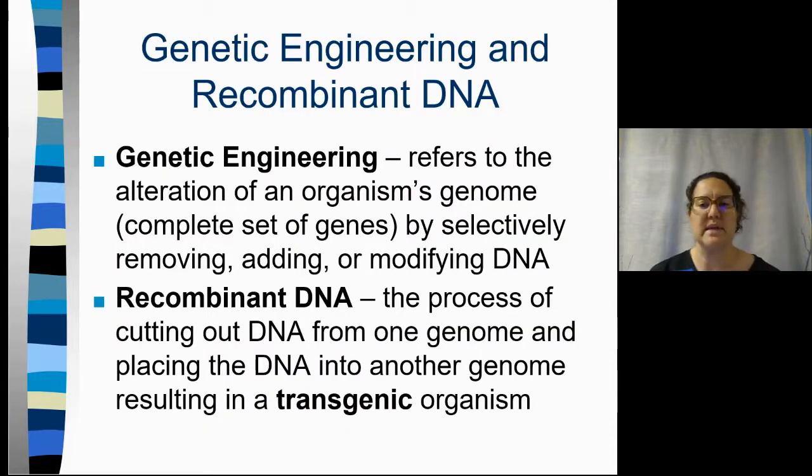Now, as humans and scientists, we use the DNA replication process and the enzymes to our advantage in certain situations. One of them is genetic engineering and recombinant DNA. Genetic engineering refers to the alteration of an organism's genome by selectively removing, adding, or modifying DNA. And we have done this successfully in a variety of different plant food organisms. Recombinant DNA occurs when DNA is cut out from one genome and placed into another genome, resulting in a transgenic organism.